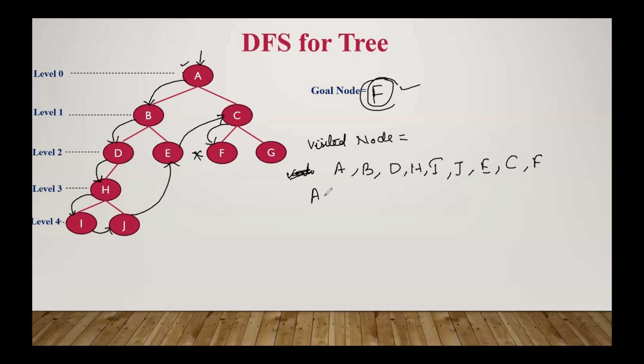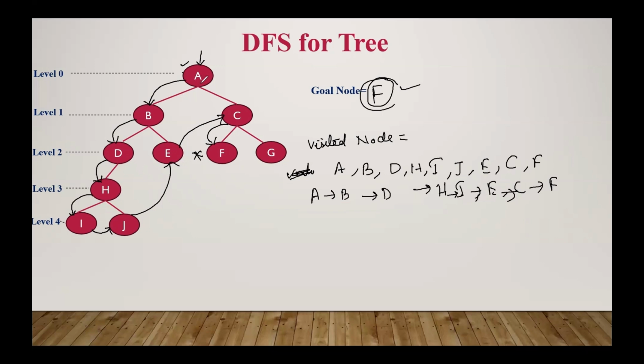And what is the path? The path is A, B, D, H, I, then E, then C, then F. Now just think about this: this is level 0, level 1, level 2. Level 2 data is already present.